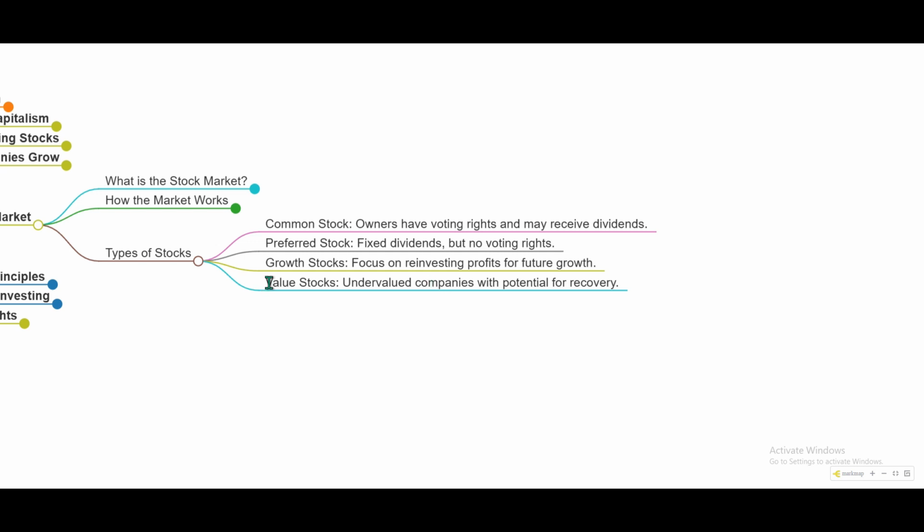These are value stocks, and these are the stocks which we need to find out. These are the best stocks. Why? Because first of all, those stocks are undervalued, and they also have potential for recovery. Okay, because these are the stocks which will make much profit for us.